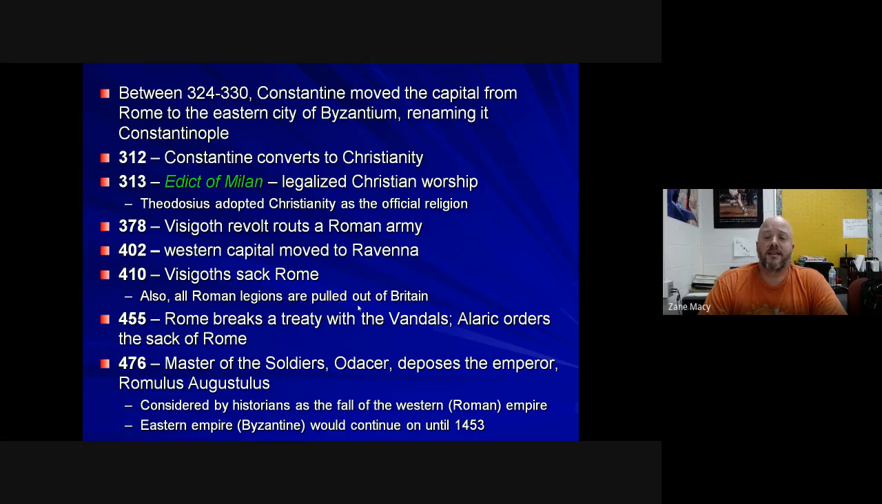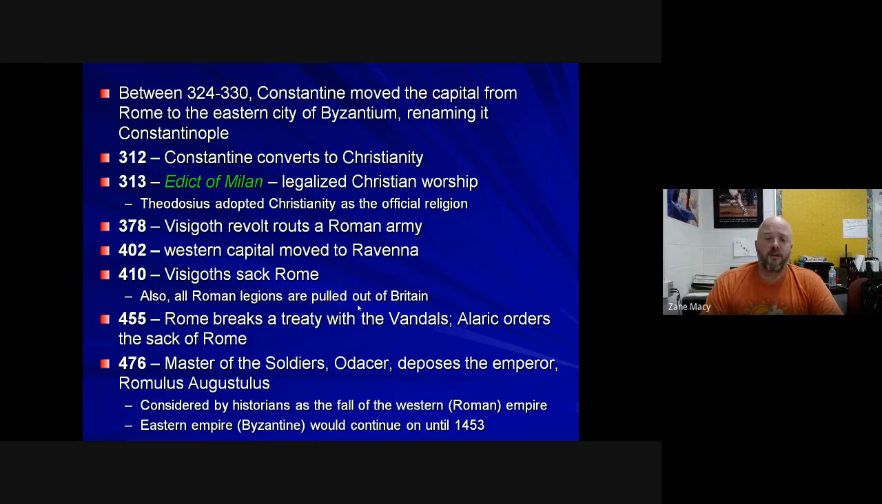455, Rome ends up breaking a treaty with the Vandals, another barbarian tribe, and that's why to this day, when somebody defaces property, it's called vandalism. Because what did the Vandals do when their army started to invade the old Western Roman Empire? They sacked cities, they torched fields, they burned buildings, they destroyed property that belonged to the Romans. They vandalized that property.